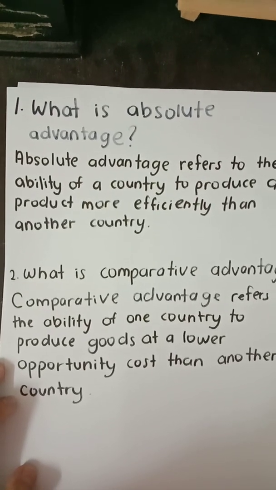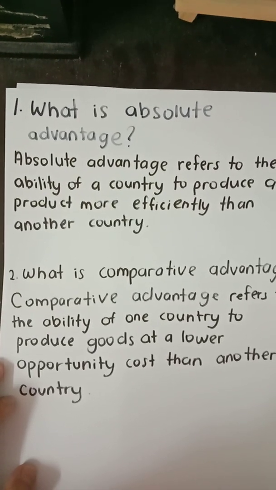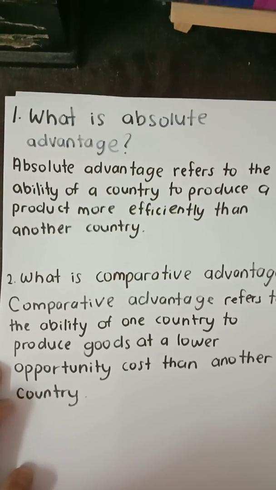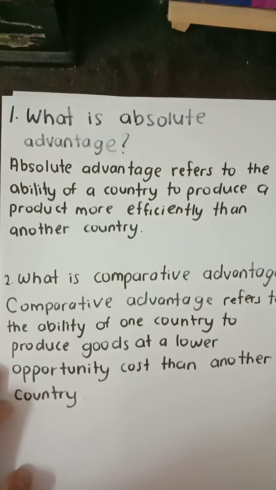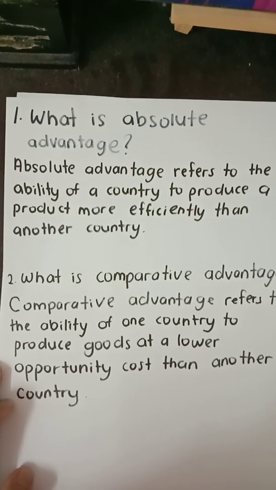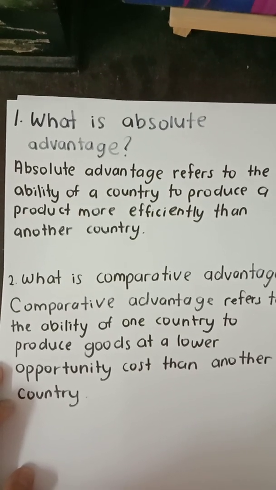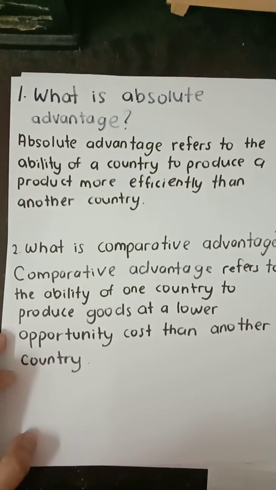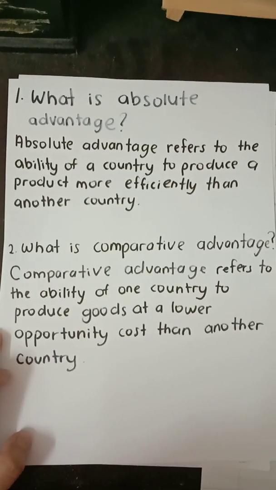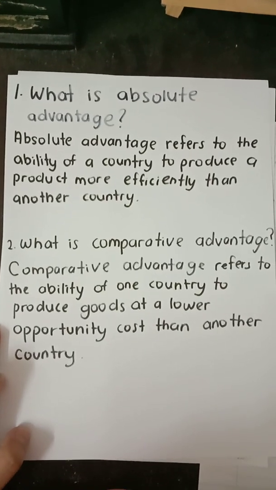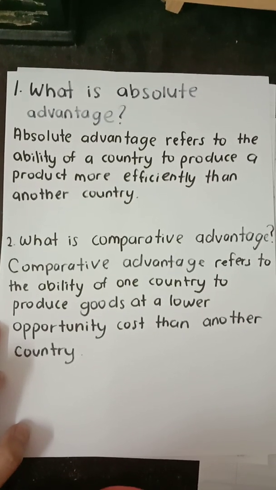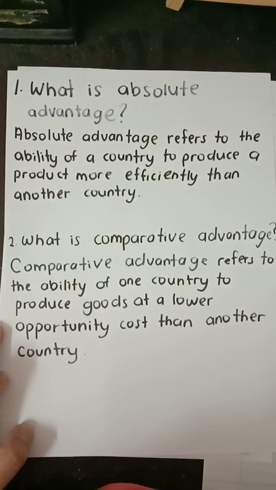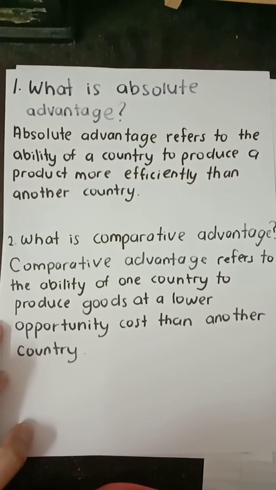So the first question, what is absolute advantage? Absolute advantage refers to the ability of a country to produce a product more efficiently than another country. So that is the meaning of absolute advantage. The second question is, what is comparative advantage? Comparative advantage refers to the ability of one country to produce goods at a lower opportunity cost than another country.